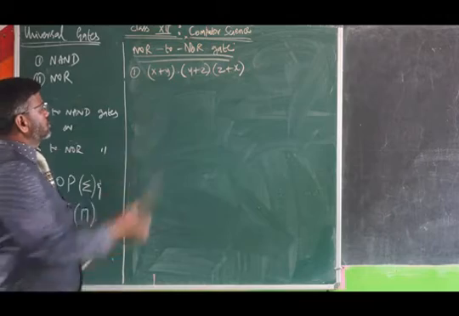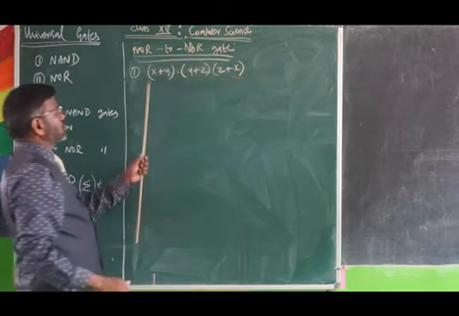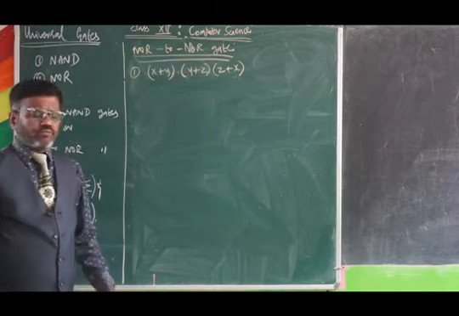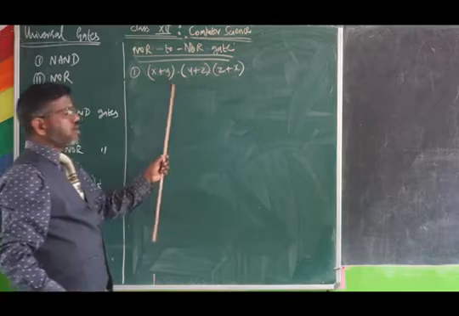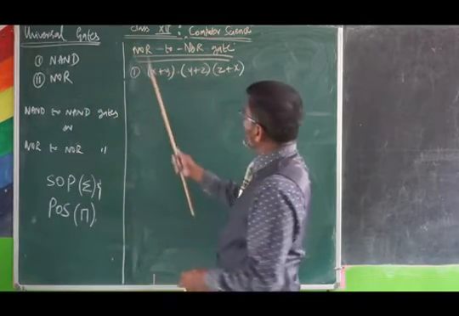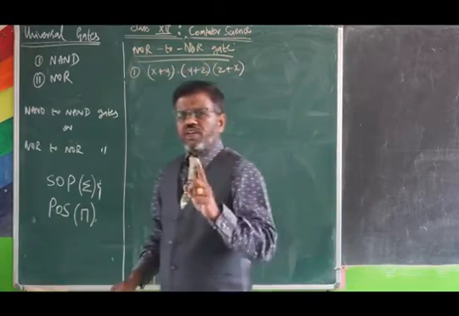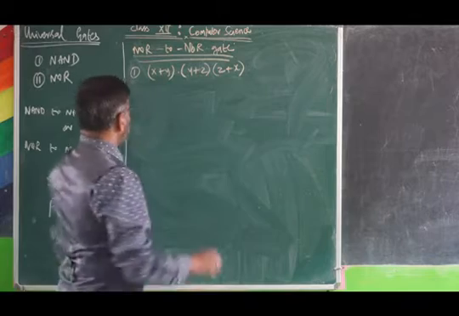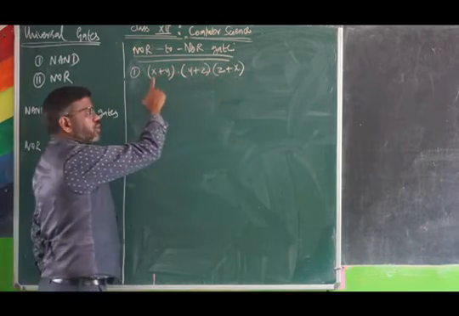Look at here, a first term, second term, third term. This is called POS, product of sum. Now you have been given this expression F. Now we need to construct a logic network with the help of a NOR to NOR gate. To do so, the very first step itself is to derive the POS. This itself is a POS.